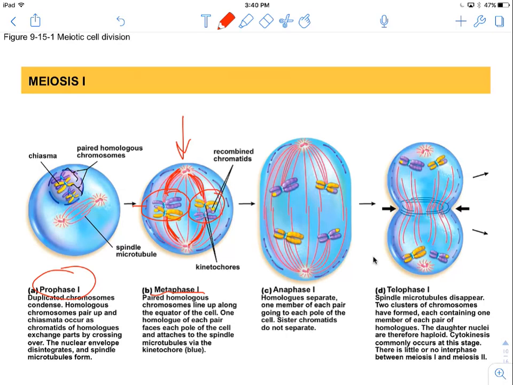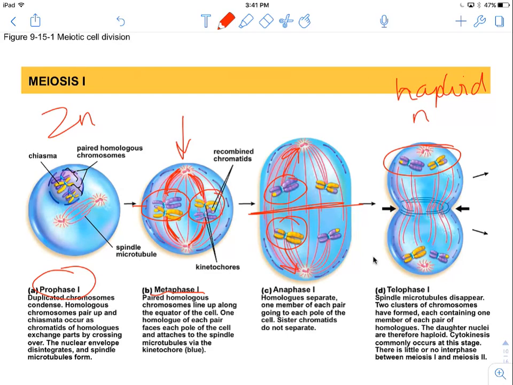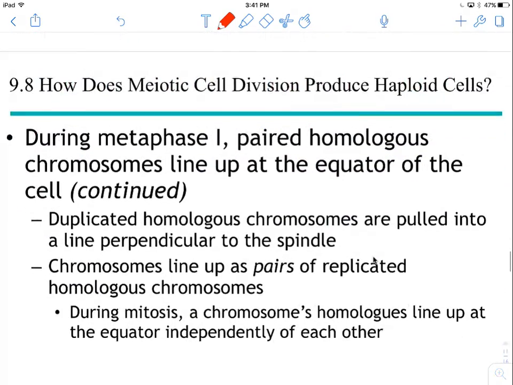So again, when we move on to anaphase and the pairs separate, one half of the pair is going to move towards this pole, the other half of the pair will move towards that pole. And that's how we reduce our number of chromosomes. We start here with 2n, pairs of chromosomes, 2 sets of chromosomes. And down here at the end, we only have 1 copy of each chromosome. So now we have a haploid cell, and it is n.